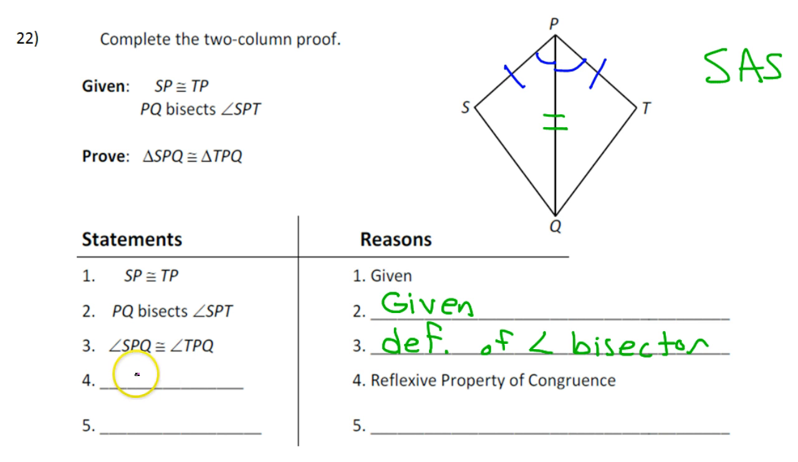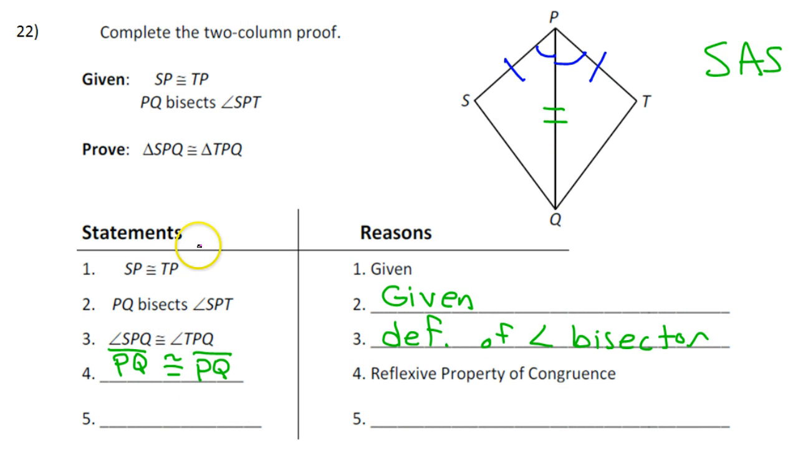Next, I see by the reasons that they're mentioning the reflexive property of congruence, and that must be this other side, the shared side. So that's why we're going to say PQ is congruent to PQ. Now, the last statement always has to be the thing that you're trying to prove. So we're trying to prove that triangle SPQ is congruent to triangle TPQ. And like we said, side, angle, side.